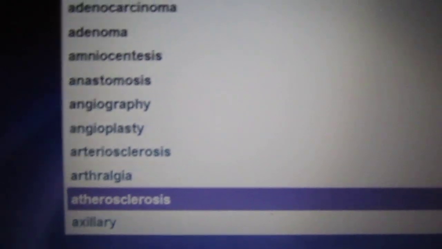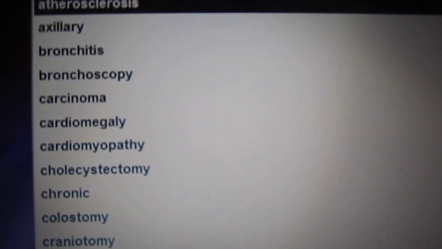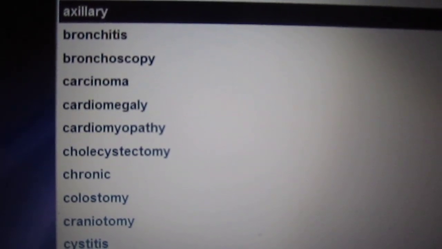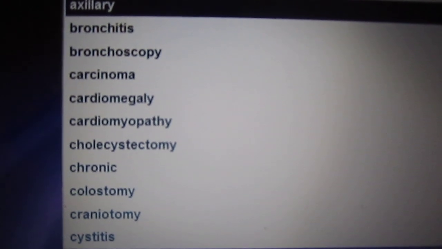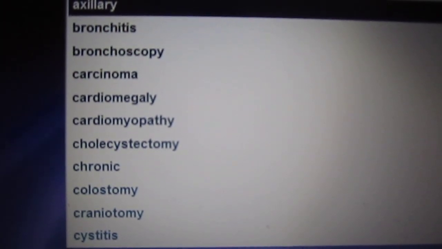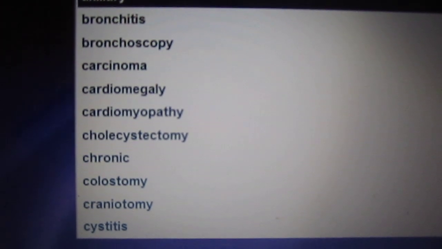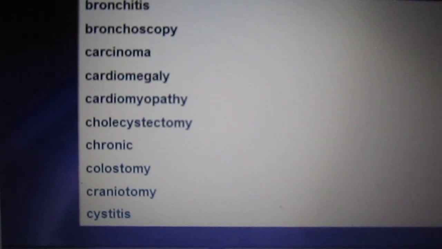Atherosclerosis. Atherosclerosis is the most common form of arteriosclerosis. In atherosclerosis, a fatty paste-like plaque collects in the interior of an artery. Axillary. Axillo, A-X-I-L-L-O, means armpit. The suffix ary, A-R-Y, is pertaining to. Axillary, then, is pertaining to the underarm or armpit.